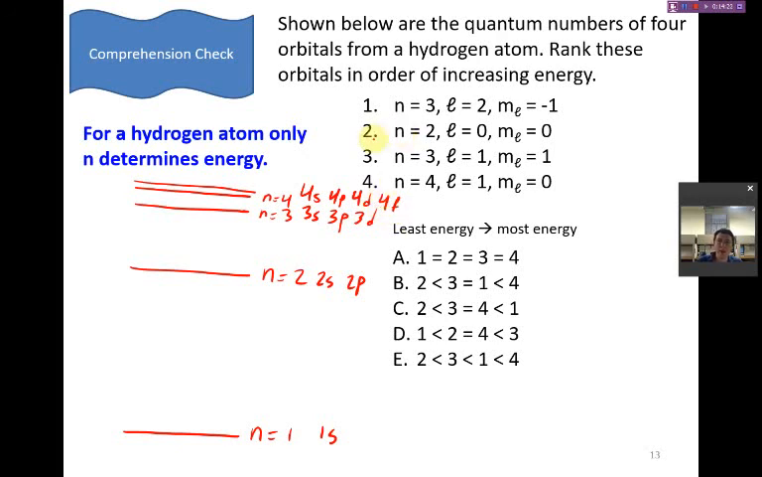So if we want to rank these in terms of increasing energy, this set is going to be our lowest. So we can eliminate A and D. 1 and 3 are equal to each other because they have the same principal quantum number. And 4 is the highest energy level. So that gives us an answer of B.